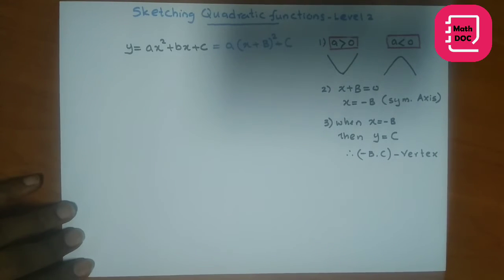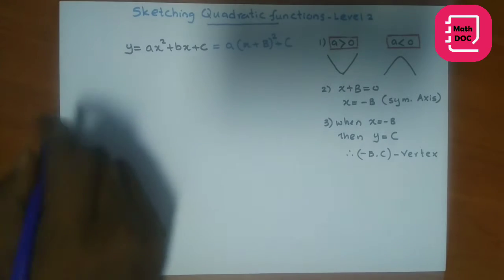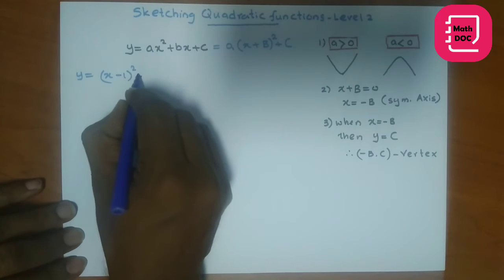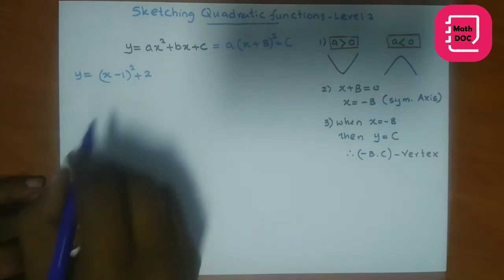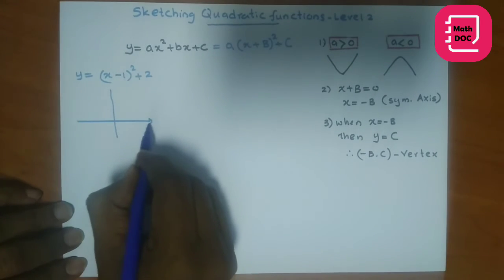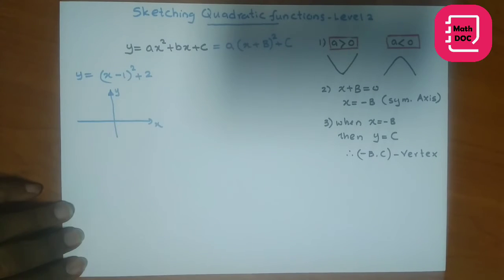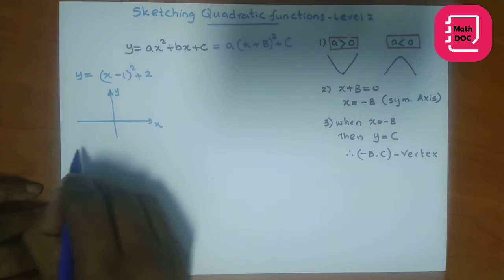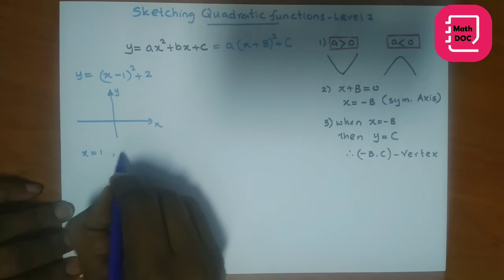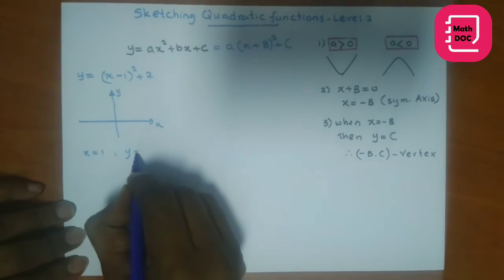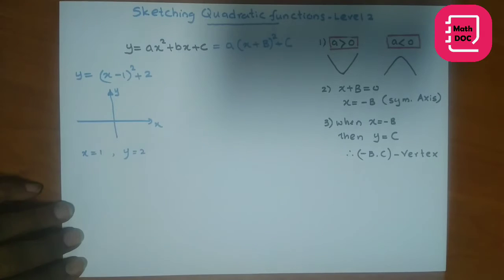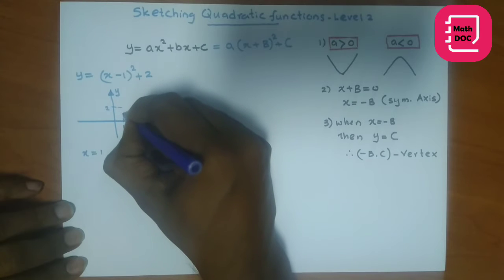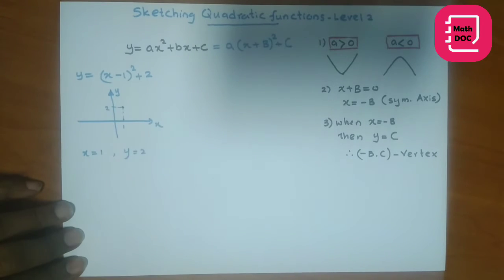Now let's see a few examples. Consider the function y equal (x minus 1) squared plus 2. Here x-axis, here y-axis. Here x minus 1 squared. Then when x equals 1, the corresponding y value is 2. Then (1, 2) is the vertex. You mark it (1, 2). Here this point is the vertex.